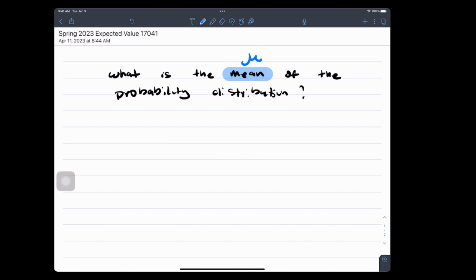Okay? Now, in case you guys didn't know, mu is a Greek letter.